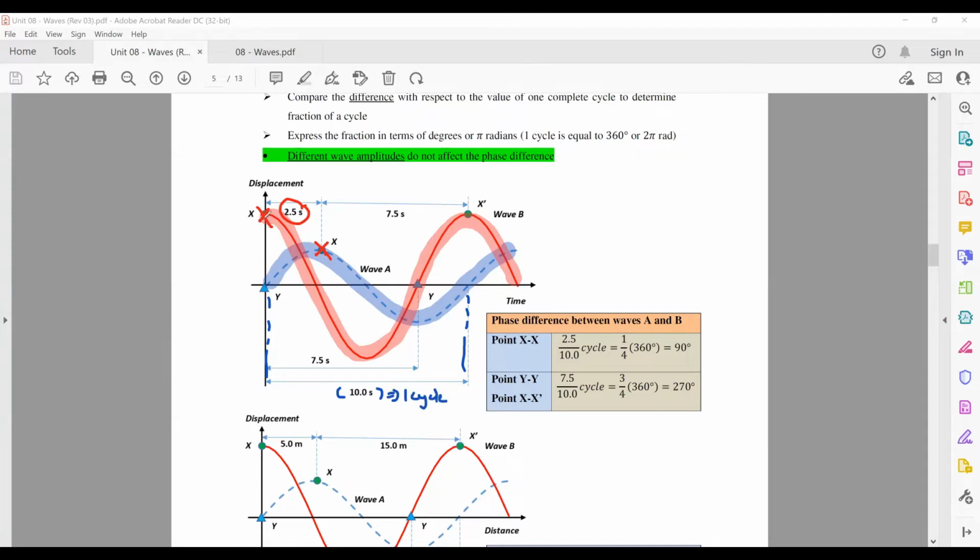So the phase difference between the two waves now, if I pick the crest as my reference point, it will be 2.5 over 10. This one will give me the fraction of a cycle it is. It is 1/4 of a cycle. I change to degrees, multiply with 360, I get 90.